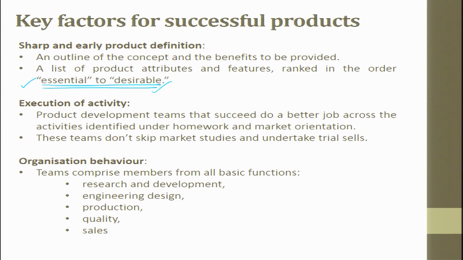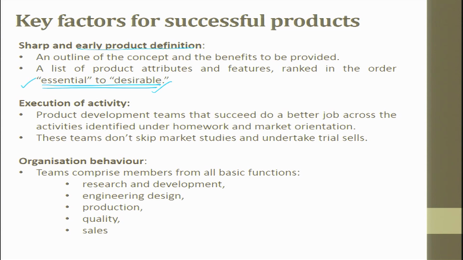In the same way, a list of product attributes and features has to be listed, and they have to be ranked in the order of essential to desirable. If the desirable qualities are not there, still a product can be sold with some compromise. But if desirable qualities are there and essential ones are missing, your product will never be successful. Please understand the difference between these two. Okay? That is what is early product definition.